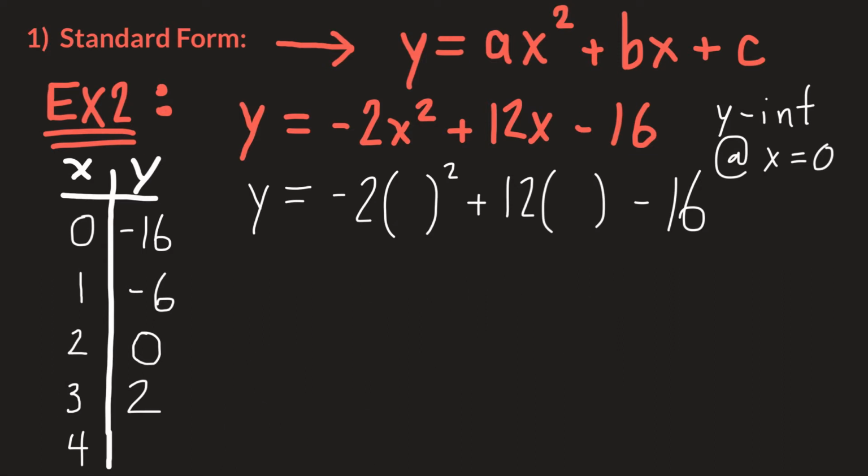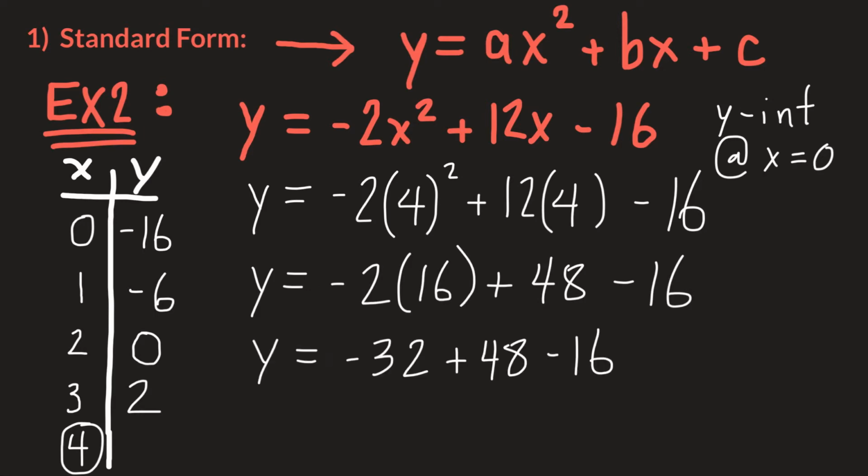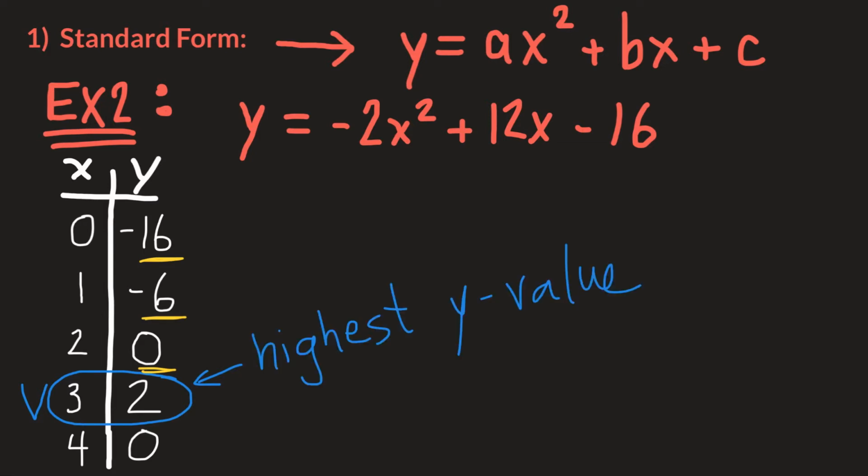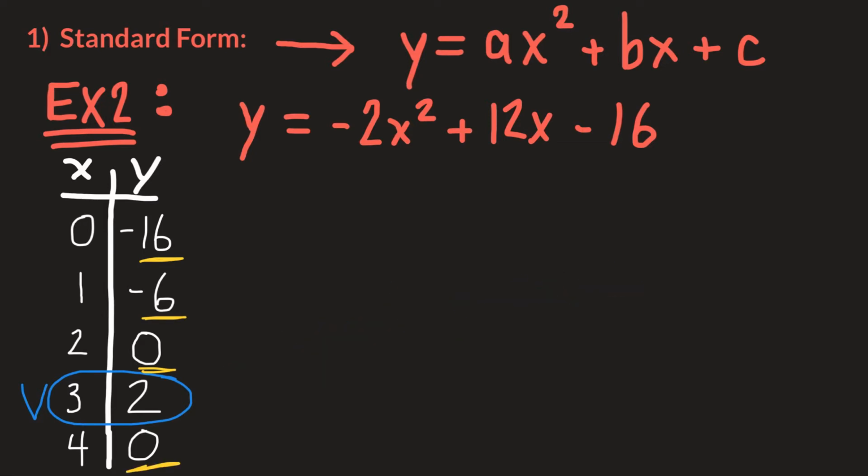The last point I'm going to plug in is x equals 4. And if I plug in x equals 4 and do all the math associated with this, I end up with y equals 0. Remember that a parabola is perfectly symmetrical on either side of the vertex. In this case, I know that the vertex is 3, 2, because my y values go from -16, higher up to -6, higher to 0, highest to 2, but then it goes back down to 0. In fact, I can use that vertex and come up with a bigger table of values.